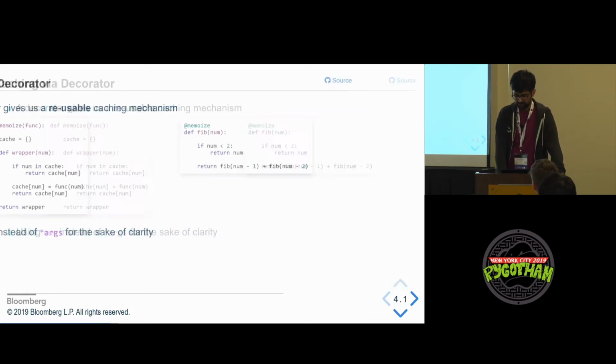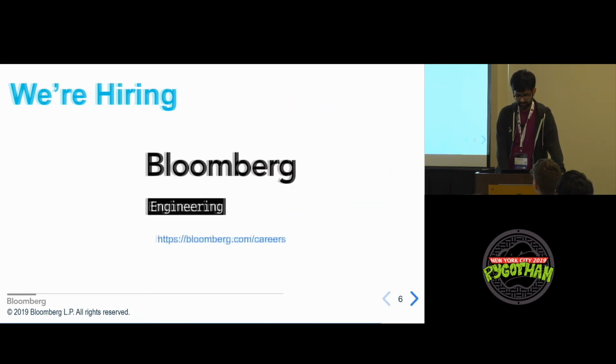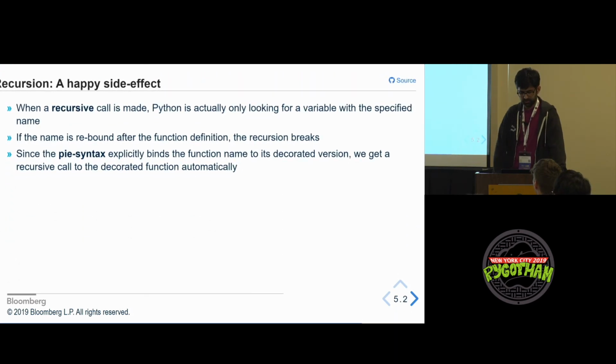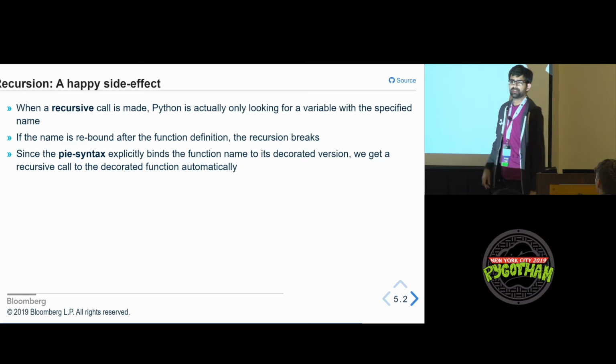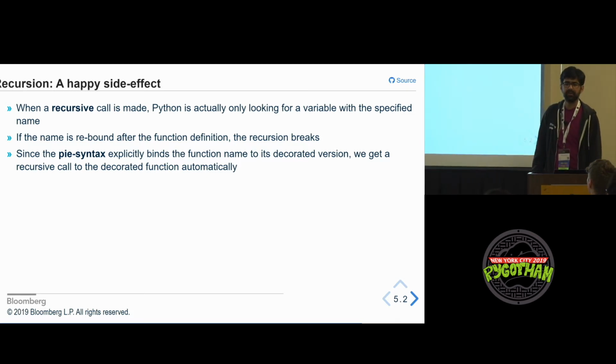Okay? So that's pretty much it. We can discuss other stuff. So here's the conclusion. The conclusion is when a recursive call is made, Python is actually only looking for a variable with a specified name, nothing special. If the name is rebound after the function definition, the recursion breaks. So Python doesn't keep track of any of this.